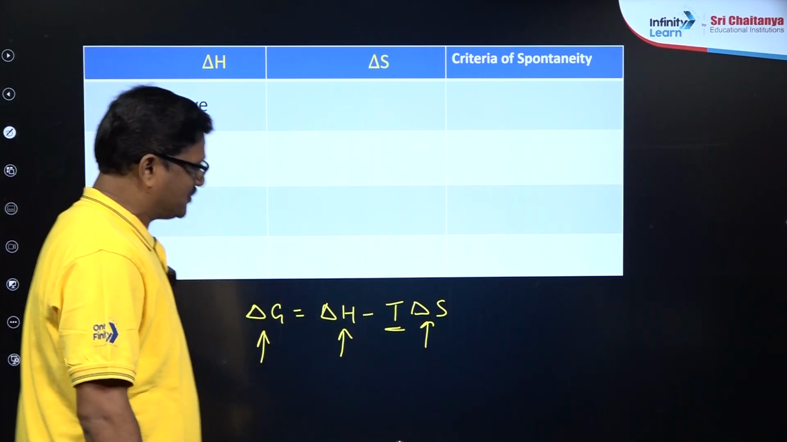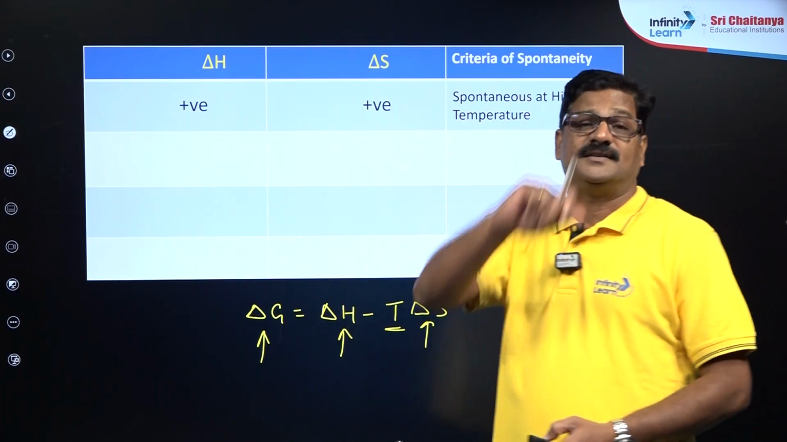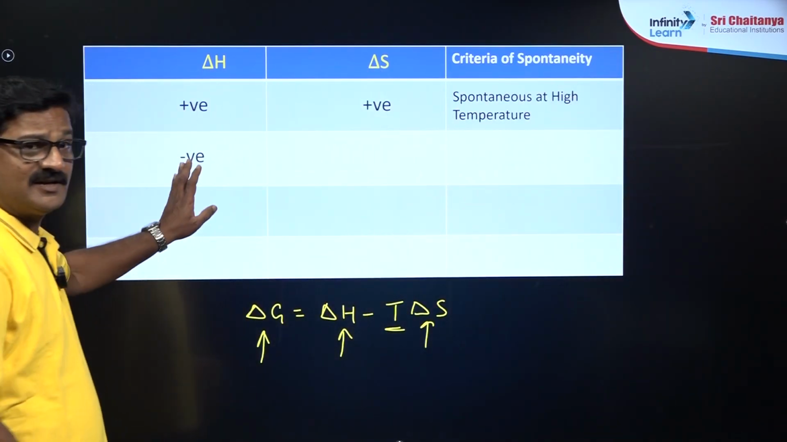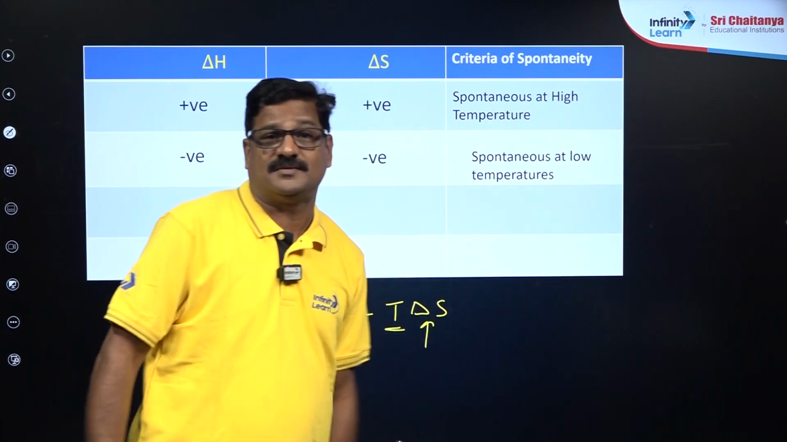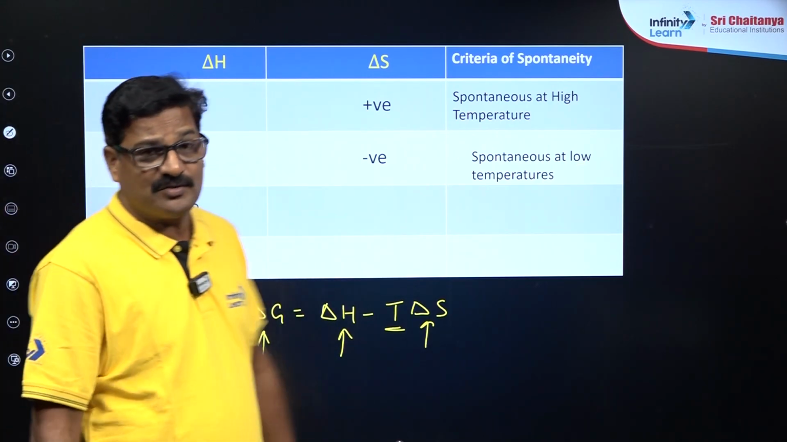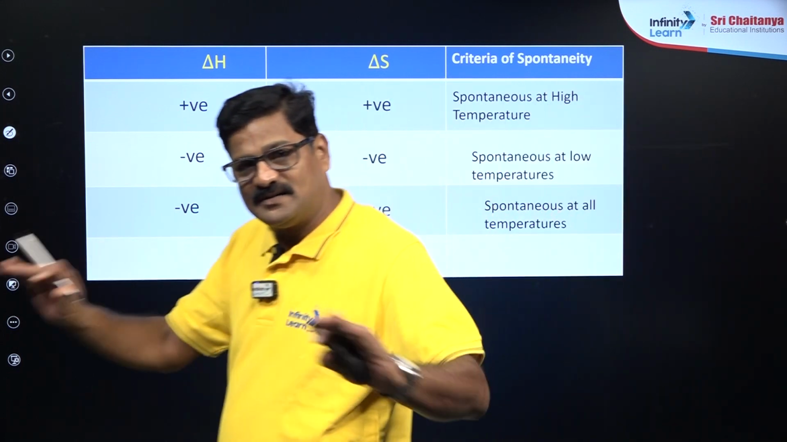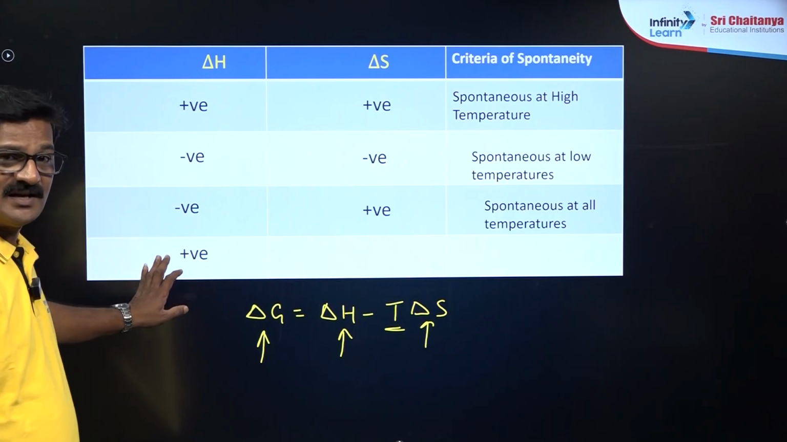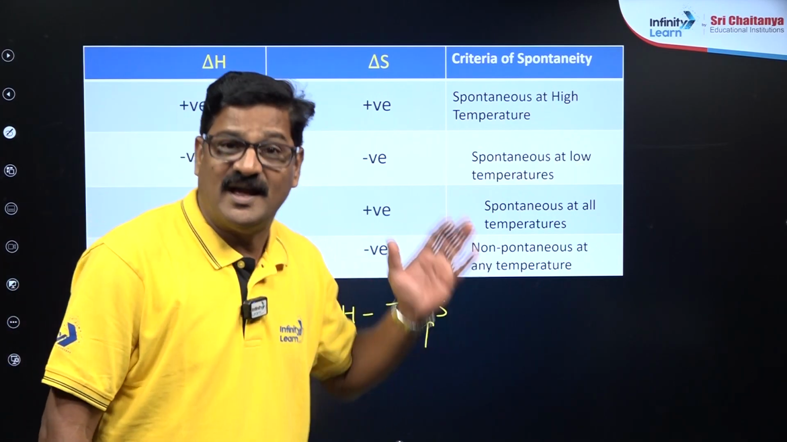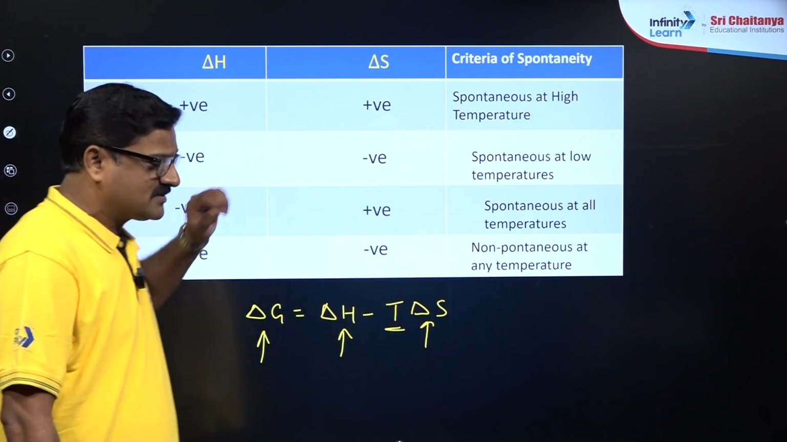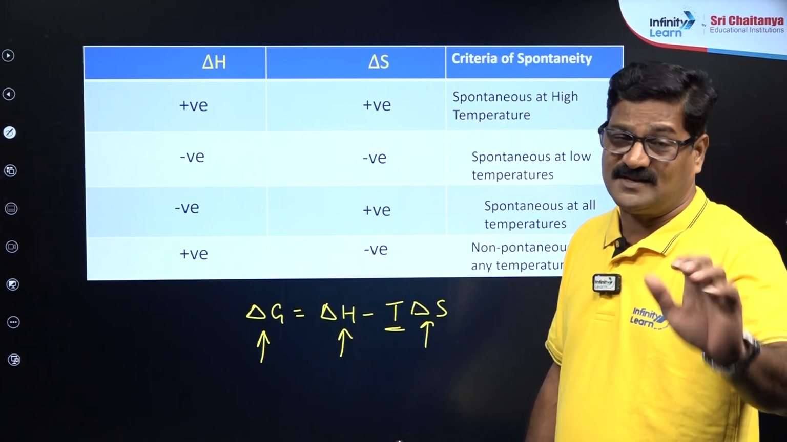If delta H is positive and delta S is positive, it is going to be spontaneous only at high temperature. If delta H is negative and delta S is negative, it is going to be spontaneous only at low temperature. If delta H is negative and delta S is positive, it is going to be spontaneous at all temperatures. And if delta H is positive and delta S is negative, the reaction will never be spontaneous at any temperature. This particular slide can help you identify the appropriate option in NEET examination questions.